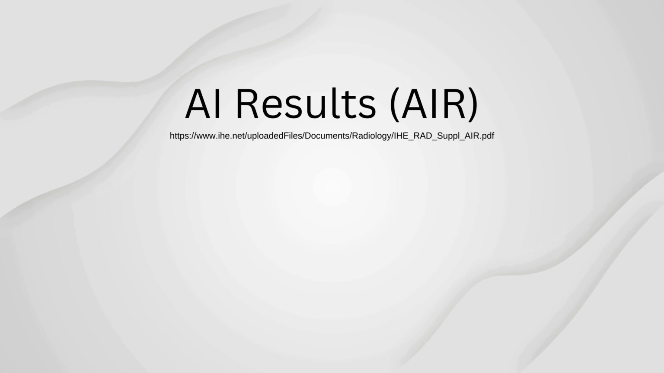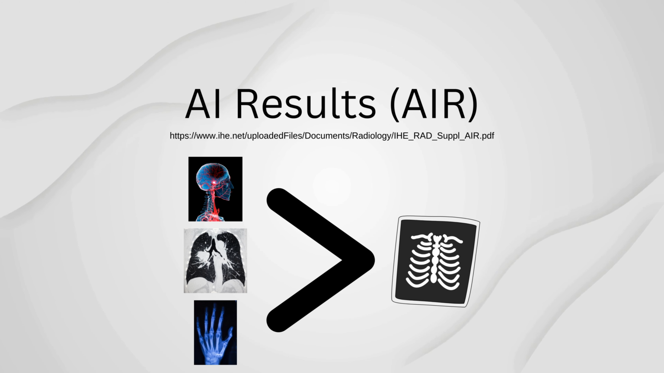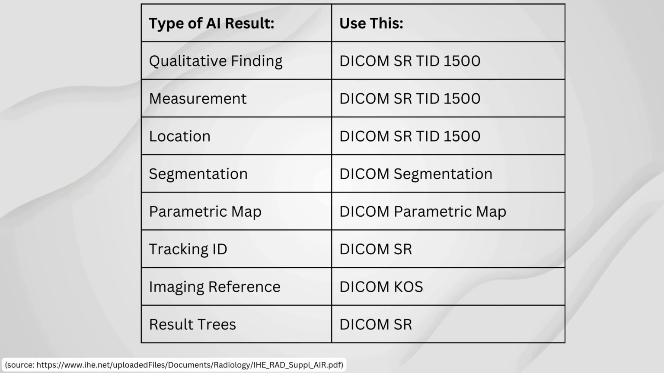So AI results, or AIR, allows evidence creators to create AI results and store them in a normalized format that's predictable for image viewers. So for example, we might create AI results for qualitative findings, such as how a nodule appears. Is it solid or semi-solid? We might create measurements like how big a particular lesion is or what the volume is. We might create results that specify locations.